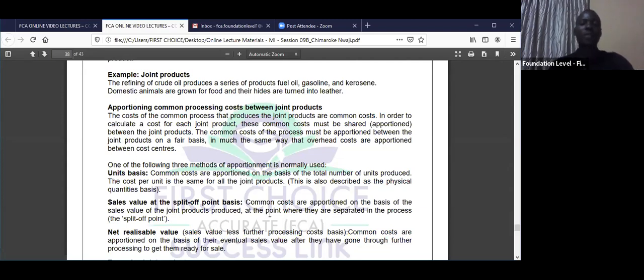Now, there are three methods that we can use in this. One of them is the unit basis. So common costs are apportioned on the basis of the total number of units produced. So total number of units produced.